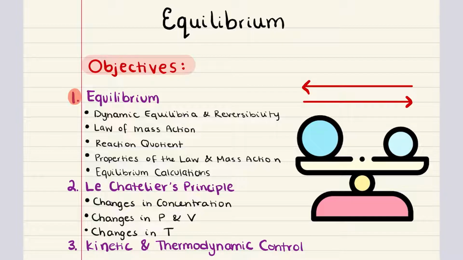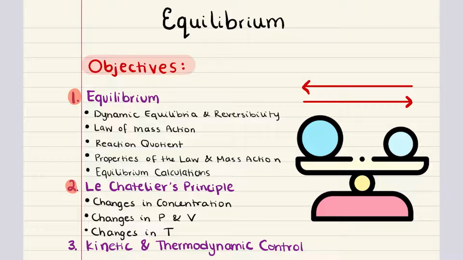Now, the second objective is titled Le Chatelier's Principle. This is a French name, so forgive my pronunciation. In this objective, we're going to learn how to use this principle to determine how changing conditions like temperature, pressure, concentration will affect a reaction that's in equilibrium.